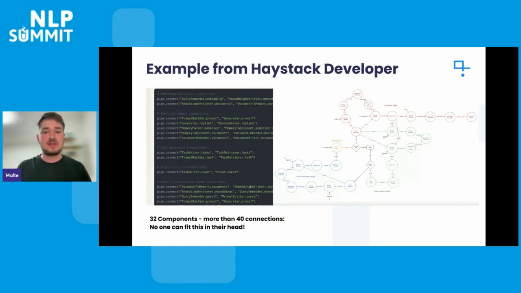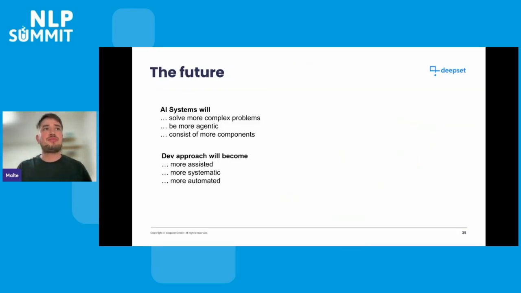And as a team, we also thought, okay, what can we do to support these more complex AI compound systems? Because we think the dev approach necessarily has to become more assisted again in the future, more systematic and more automated. I think right now we're in this phase where we are just optimizing this prompt, hacking something together. I think this is not sustainable, and definitely not sustainable if we continue in the direction of more complex AI systems.